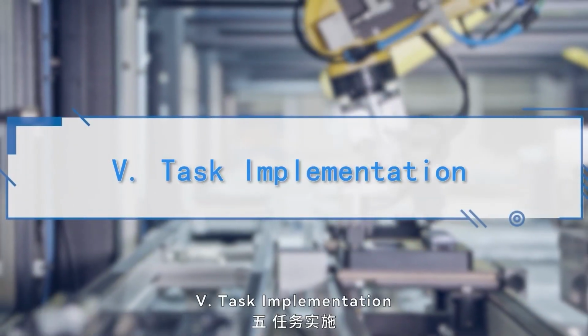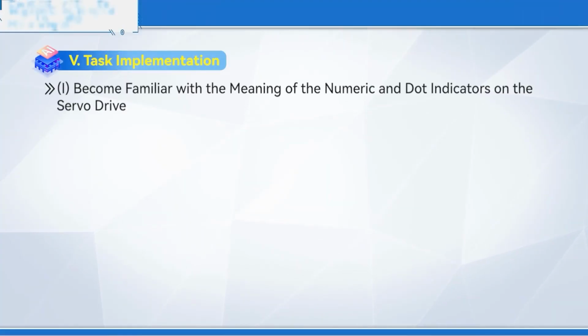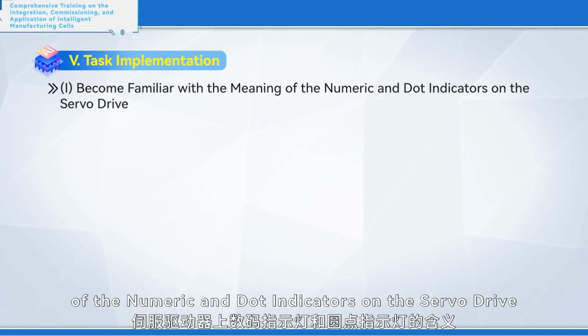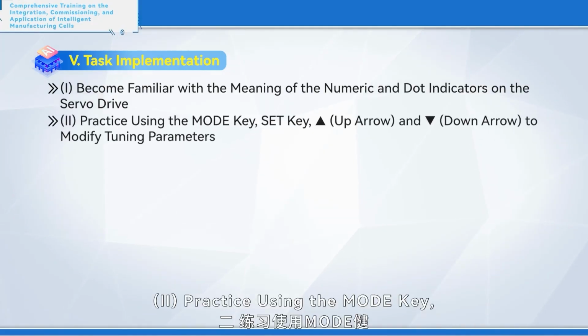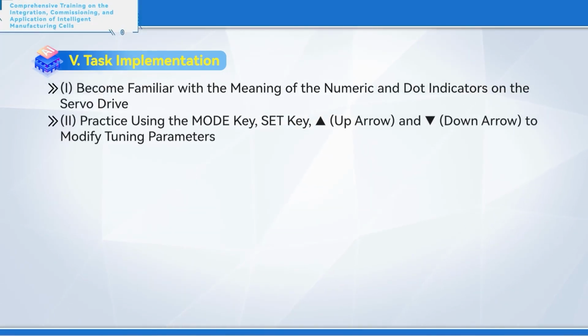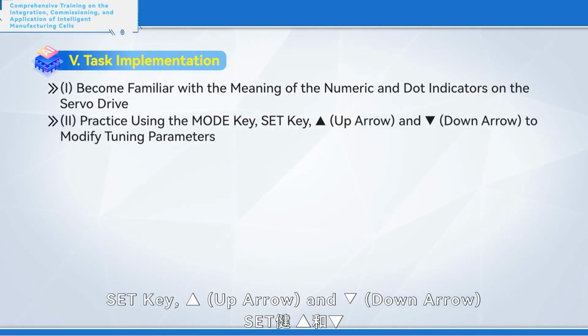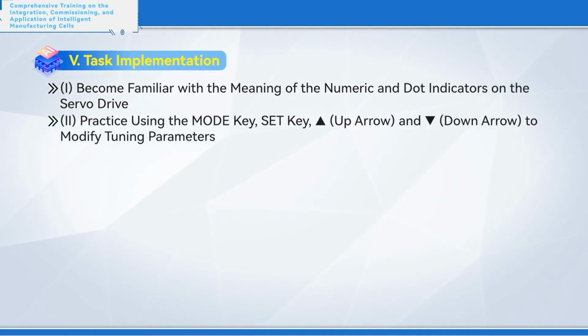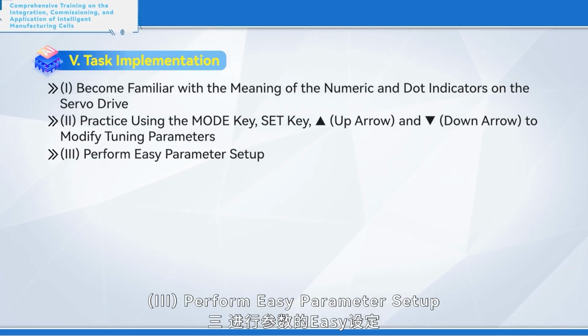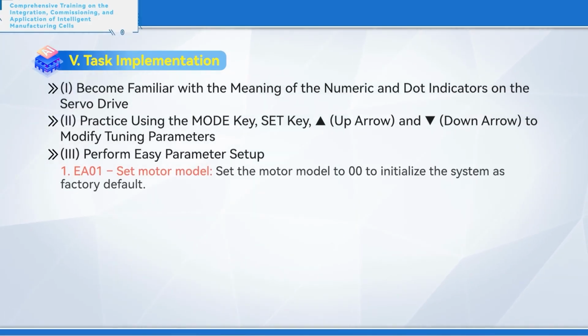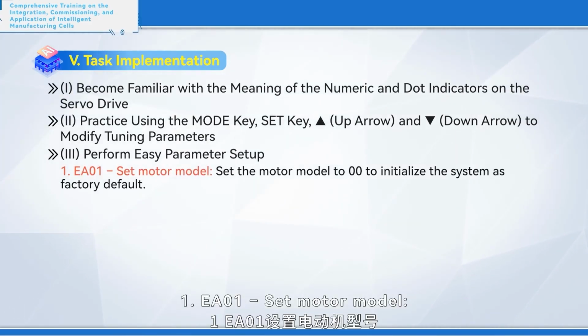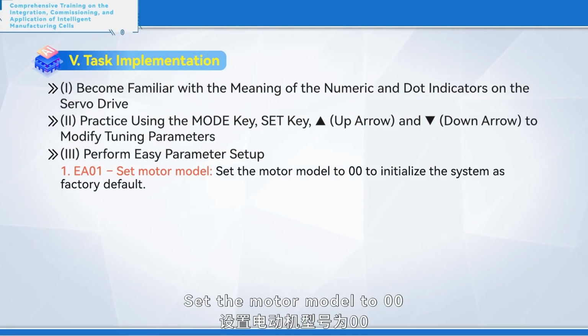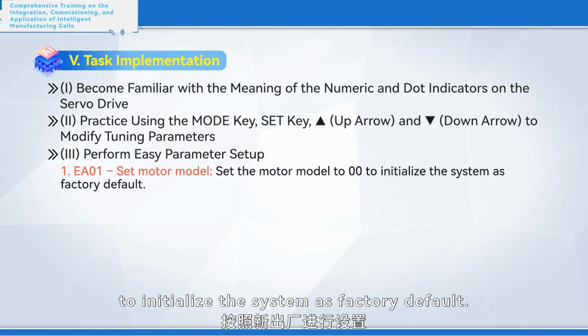5. Task implementation. 1. Become familiar with the meaning of the numeric and dot indicators on the servo drive. 2. Practice using the mode key, set key, up arrow, and down arrow to modify tuning parameters. 3. Perform easy parameter setup. 1. EA01. Set motor model. Set the motor model to 00 to initialize the system as factory default.